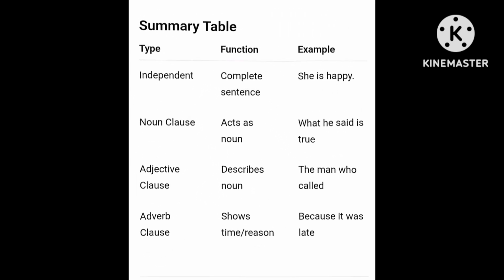Summary table. Type, function, example. Independent, complete sentence. She is happy. Noun clause. Acts as noun. What he said is true. Adjective clause. Describes noun. The man who called. Adverb clause. Shows time or reason. Because it was late.